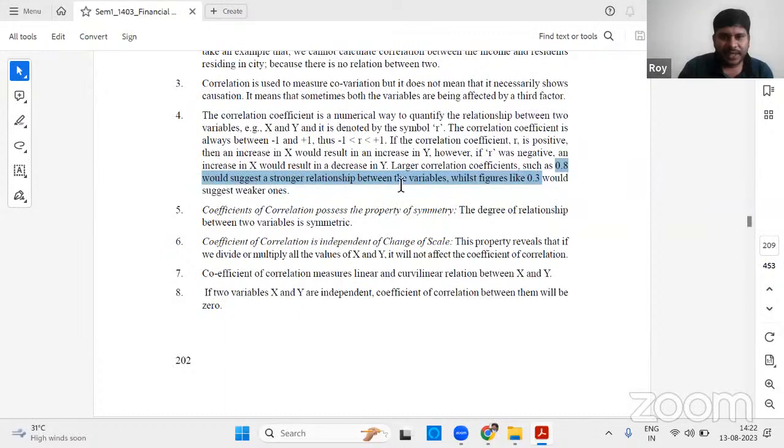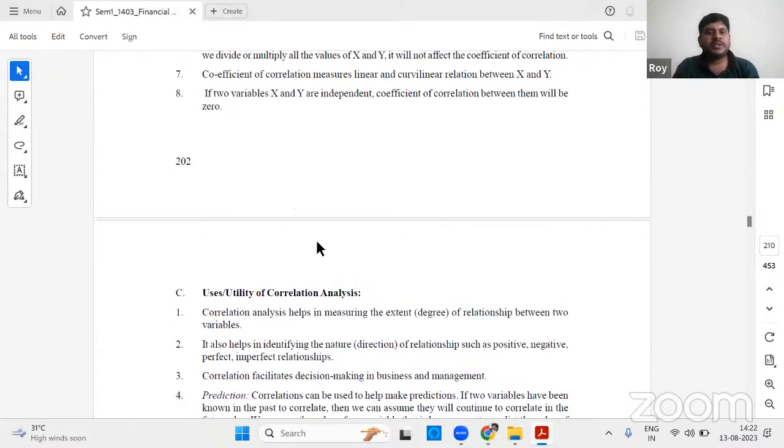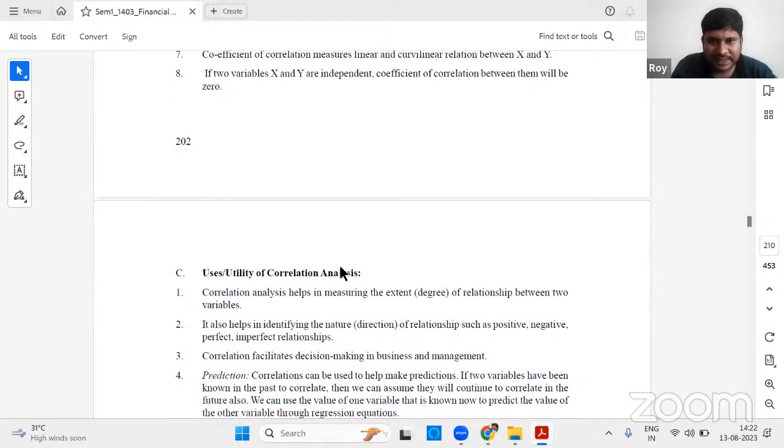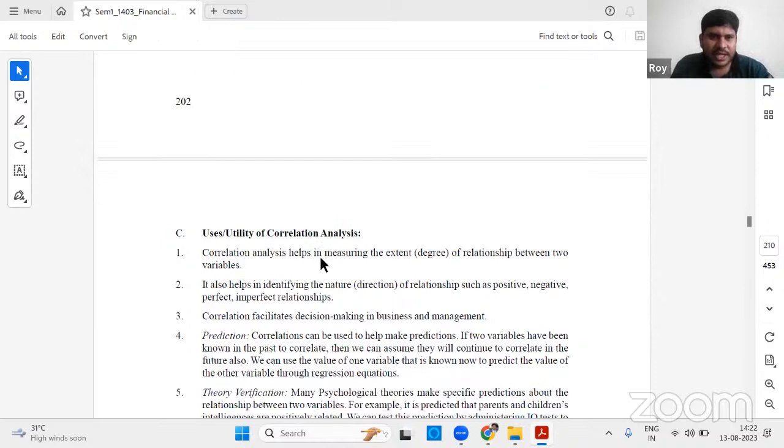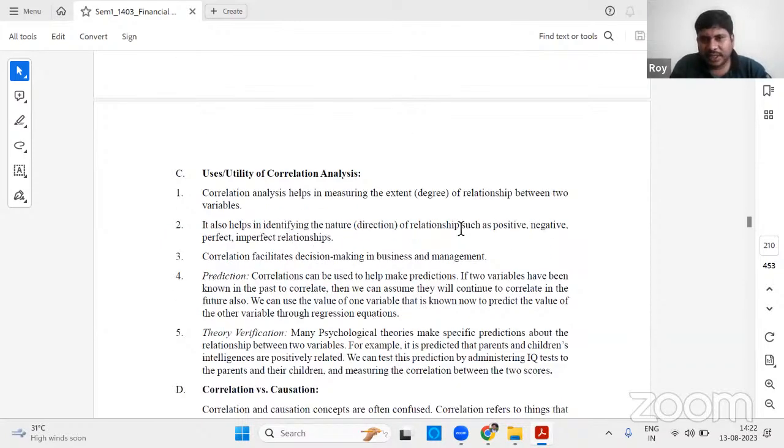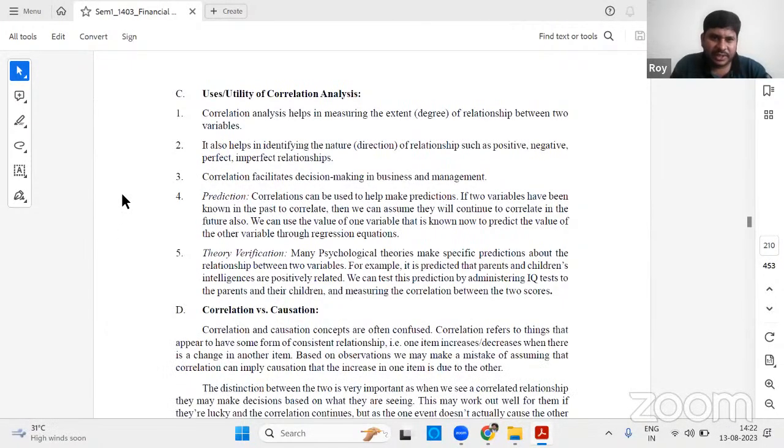Sorry. Next one. Please keep these points in your mind. Use and utility of correlation analysis. Correlation analysis helps in measuring the extent and degree of relation between two variables. It also helps in identifying the nature and direction of the relation, such as positive and negative.